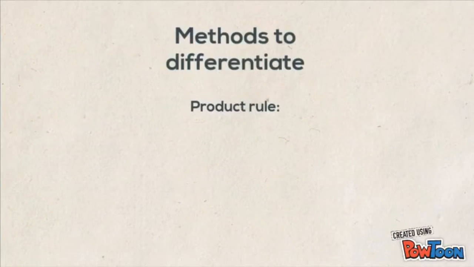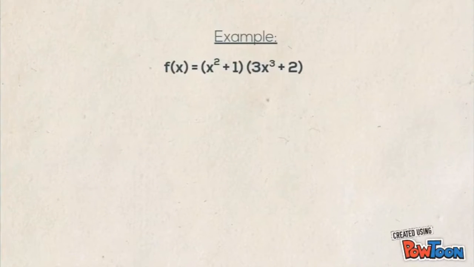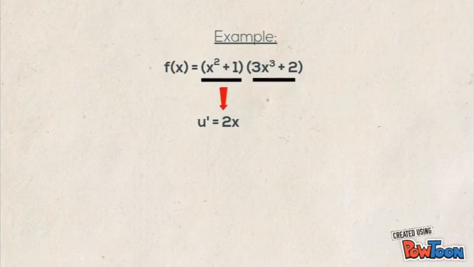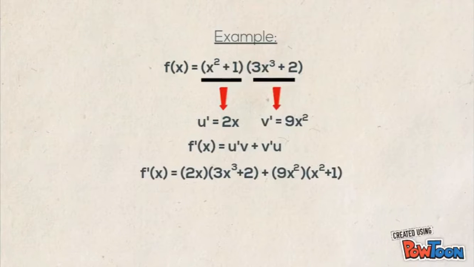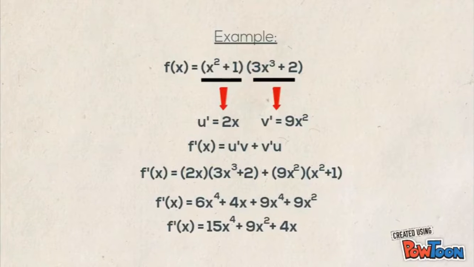Next up is the product rule, which looks something like this. Let's use this equation as an example. First, find the derivatives of u and v. Then, substitute them into the formula which was shown previously. We will finally come up with this for the derivative when simplified.